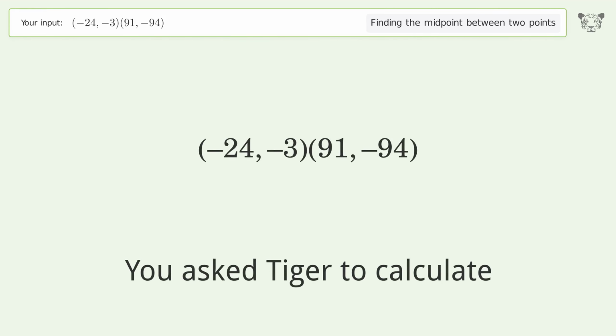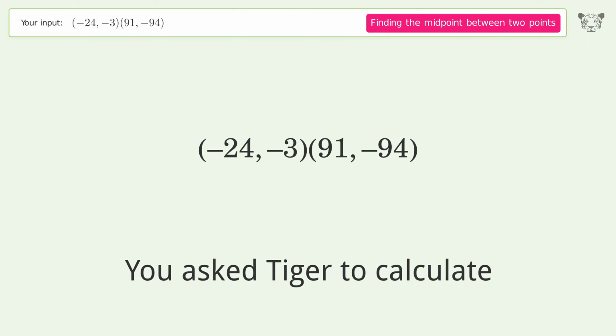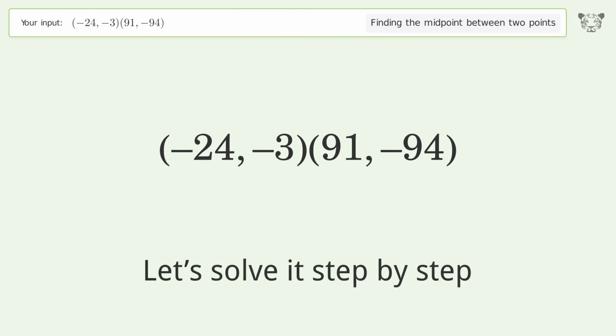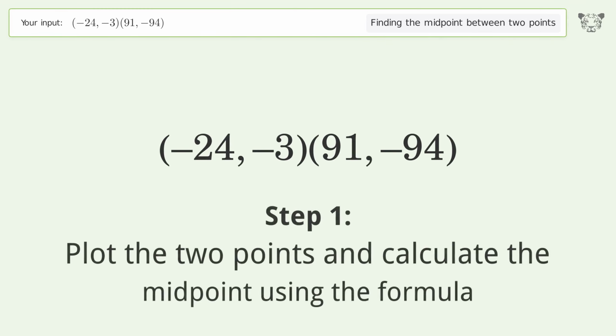You ask Tiger to calculate. This deals with finding the midpoint between 2 points. The midpoint between the 2 points is 33.5, negative 48.5. Let's solve it step by step. Plot the 2 points and calculate the midpoint using the formula.